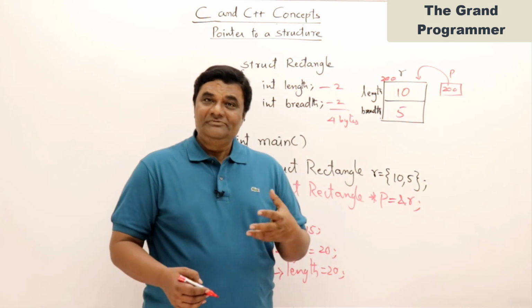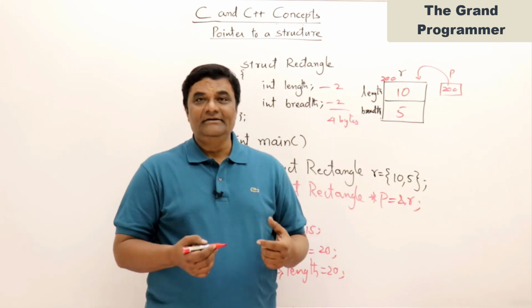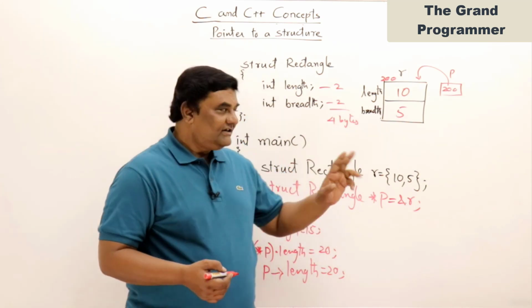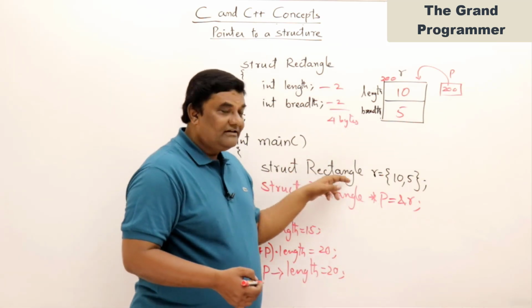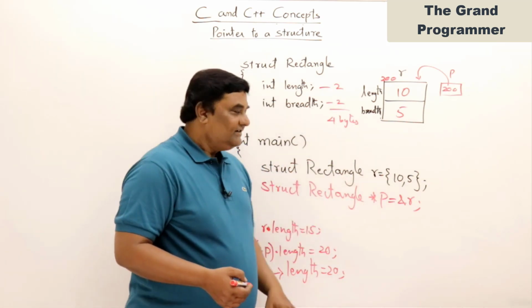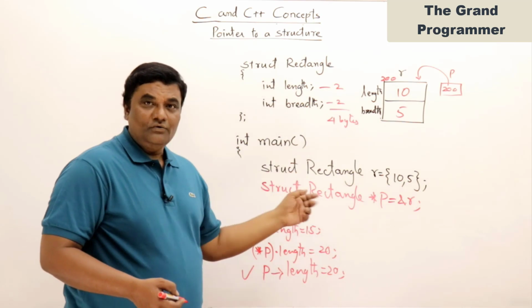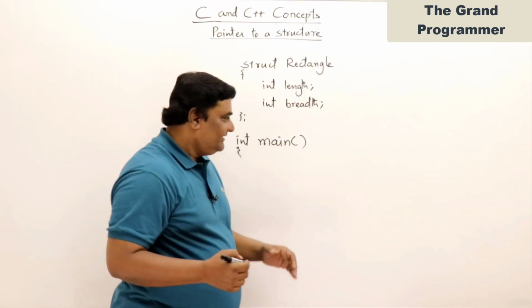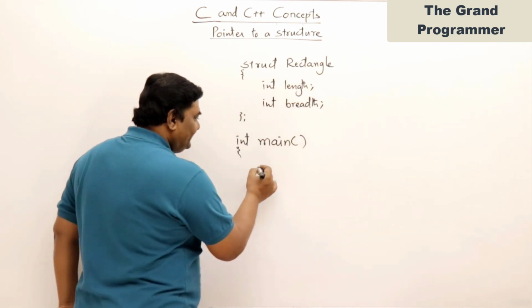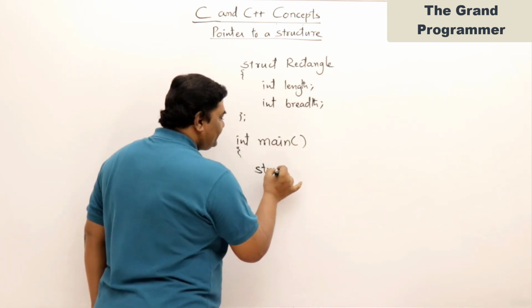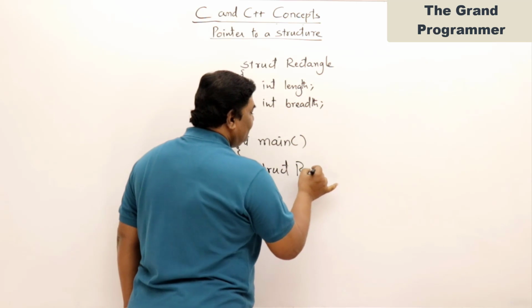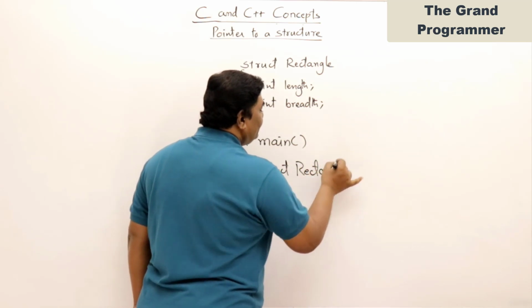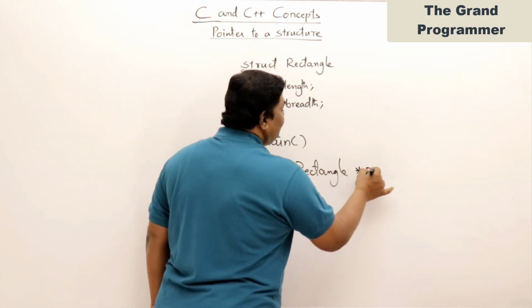Now next, one more thing I will do. I will create an object dynamically in the heap using a pointer. So I will create an object or a variable of type rectangle dynamically. I'll remove this and write the code. Now let us see how to create it dynamically. For that, first of all, I need a pointer. So I will take a pointer of type struct rectangle. I am using the letter P for the pointer.